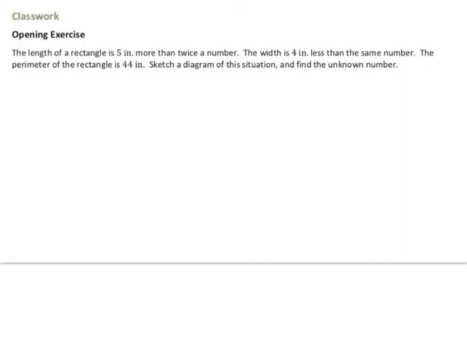Opening exercise. The length of a rectangle is 5 inches more than twice a number. I just took those words and made it into an equation, right? The width is 4 inches less than the same number. We actually have to write that one backwards, though. The subtraction's very different, so 4 inches less than the same number.